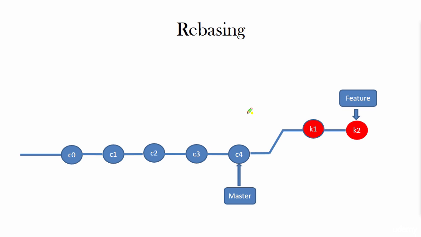So here you go. Here is the feature branch now, and here are the commits related to the feature branch, and the base commit for this feature branch is now C4 instead of C2. So the base has changed from C2 to C4. That's what rebasing is.